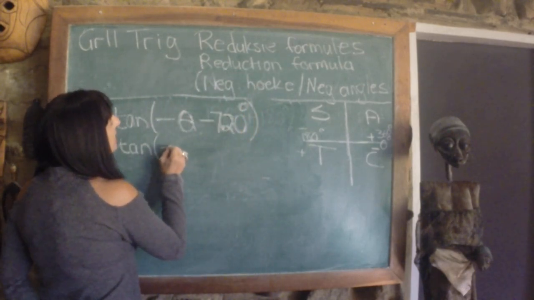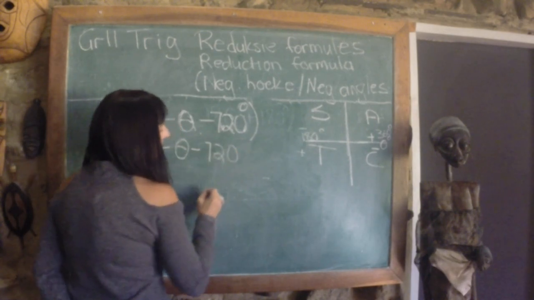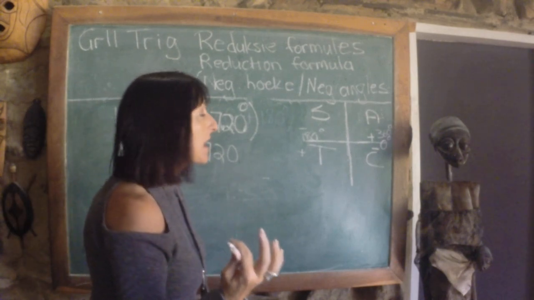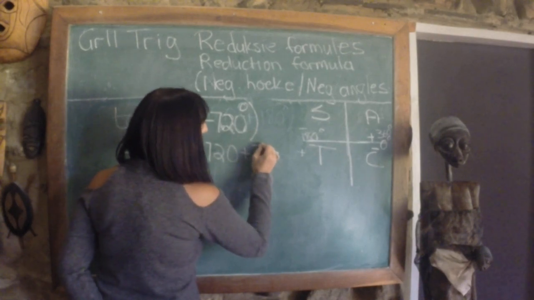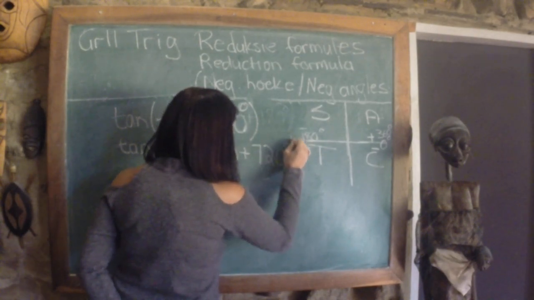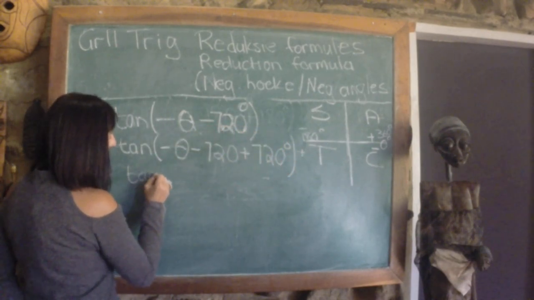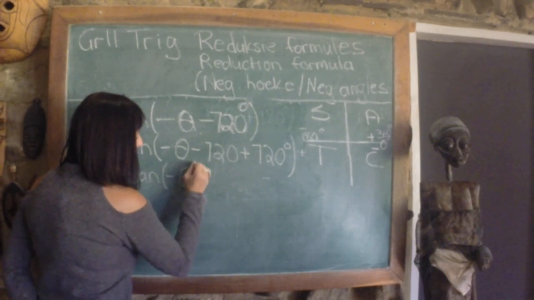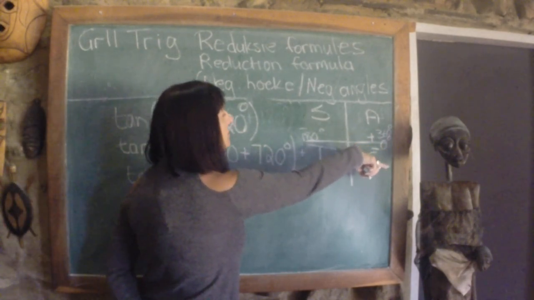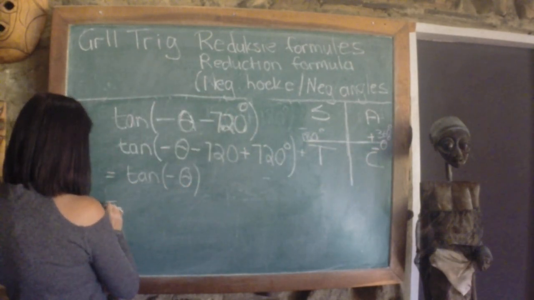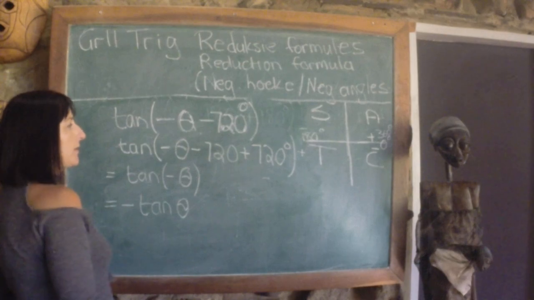So ek kan 4 siklusse gaan bytel sonder dat dit 'n verskil gaan maak, because it will still stay the same answer. So I'm going to add 4 cycles, that gives me 720 to get rid of this angles at the back. So now I'm only sitting with the tangent of minus theta, and that is now in my 4th quadrant. Tangent is negative, so it's minus the tangent of theta, and that's my answer.